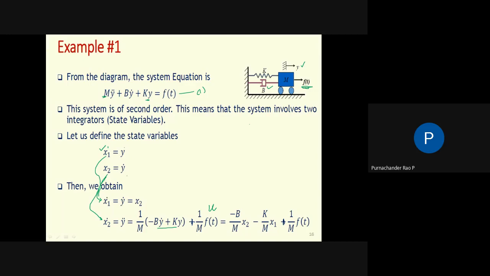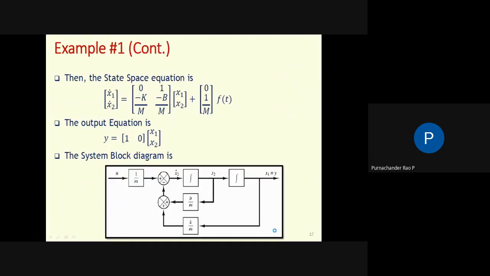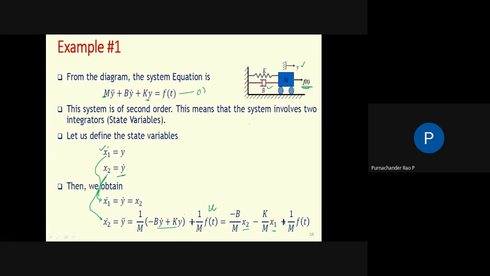So y dash is taken as x2, okay, and y is taken as x1, and therefore your equation is of the form, okay, so your equation is in the form of x1 and x2 and also the inputs. But your first equation is x1 dash. So x1 dash will be equal to 0 times of x1 plus 1 into x2 plus 0 into u input.